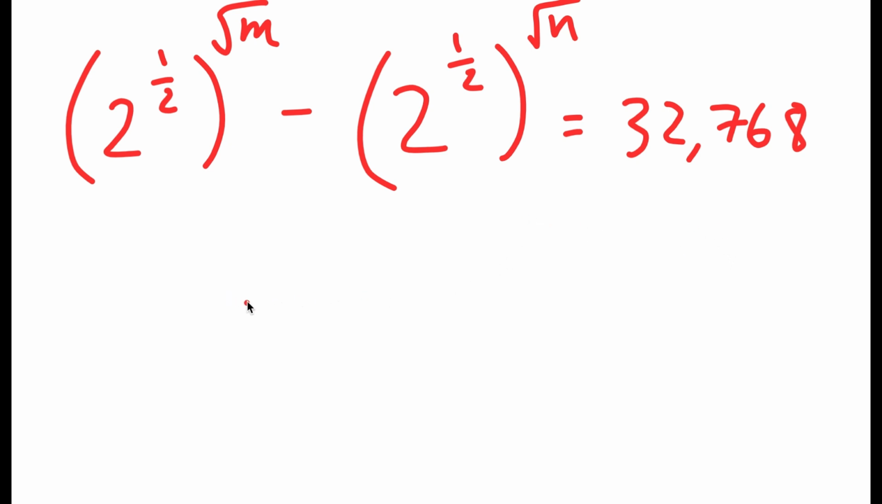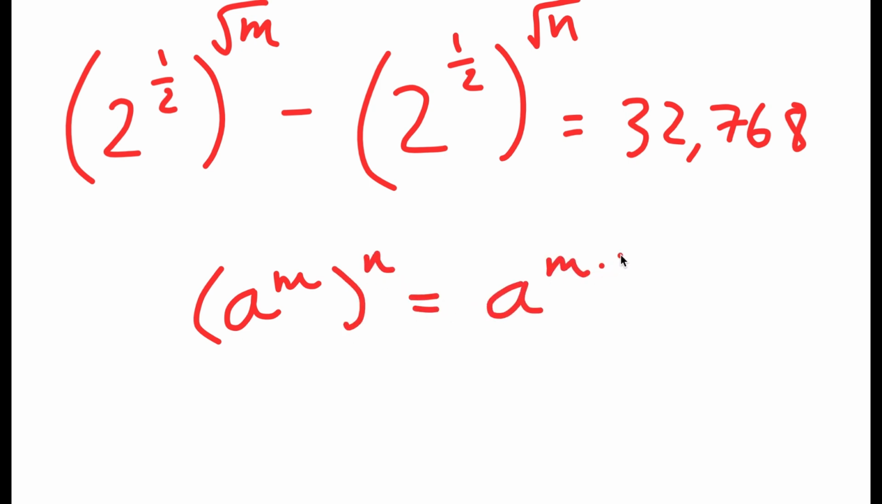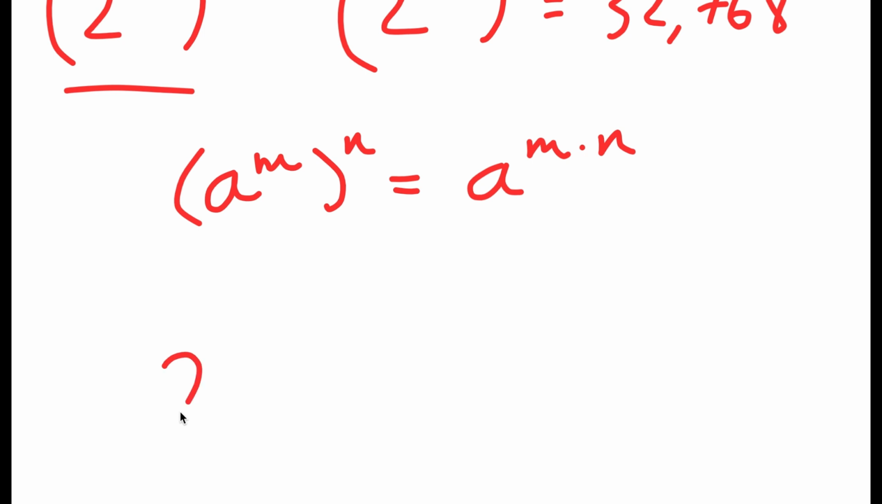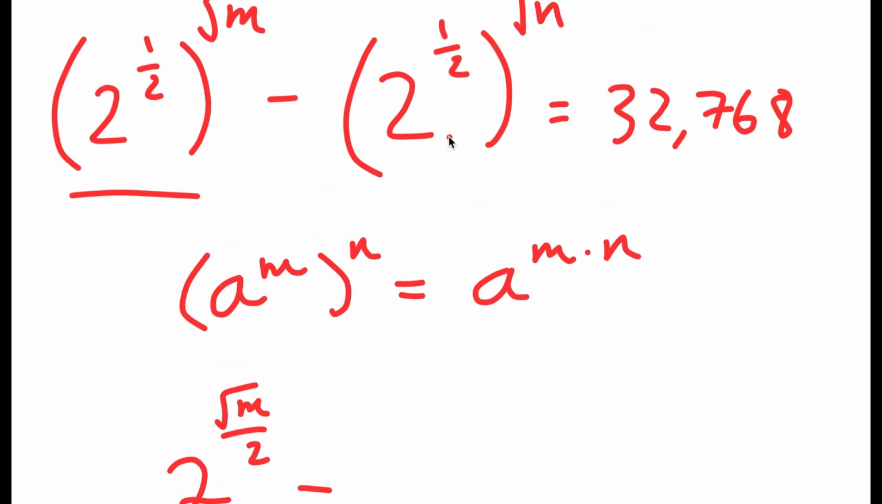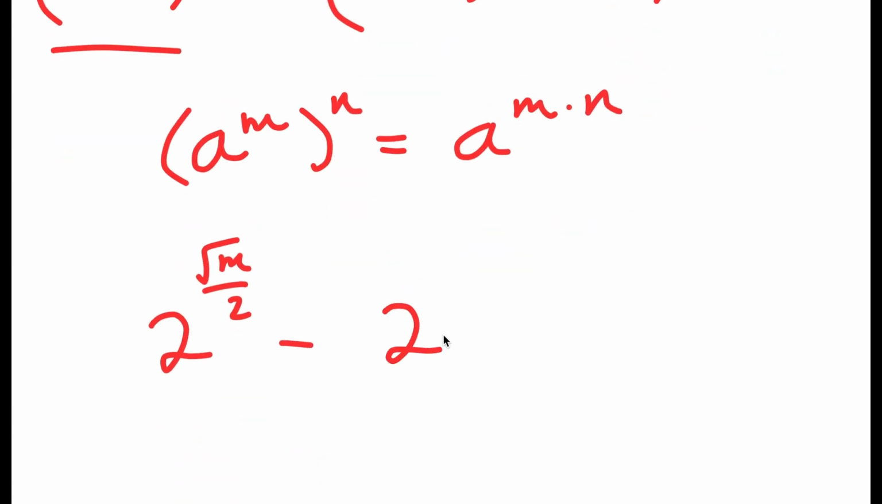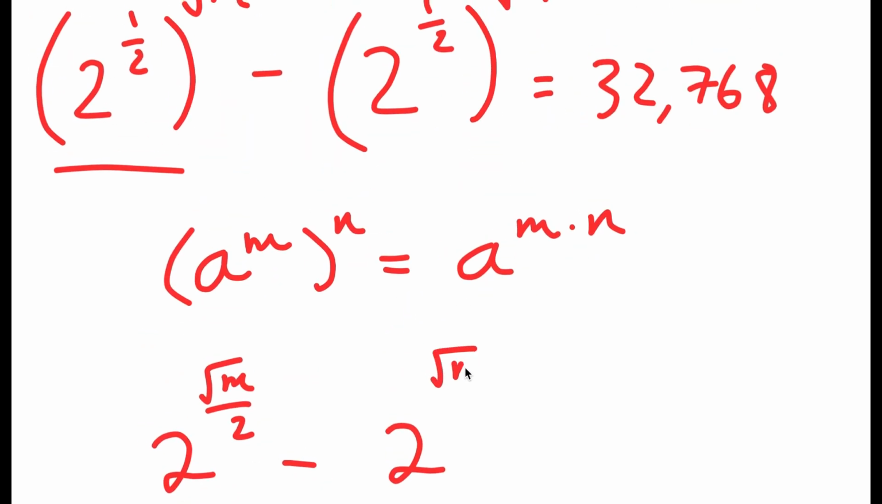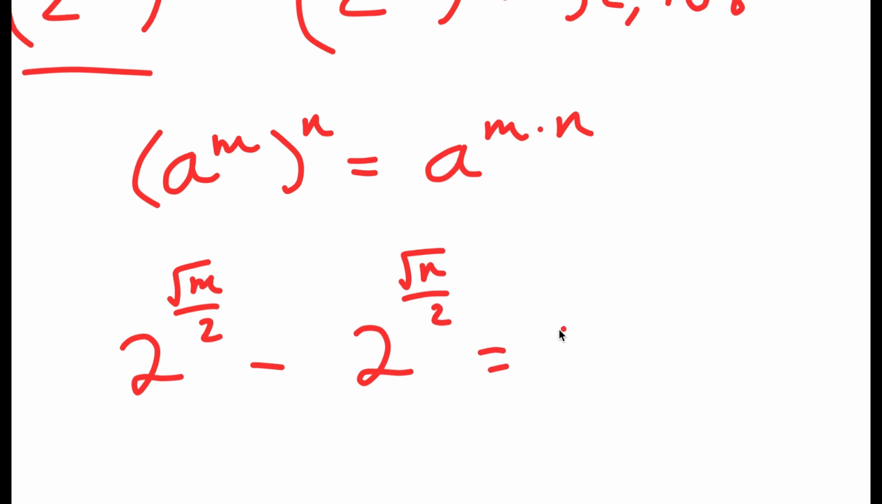Now, if I have something in the form a to the power of m to the power of n, this is equal to a to the power of m times n. Meaning 2 to the power of 1/2 to the power of square root of m turns into 2 to the power of the square root of m over 2, and 2 to the power of 1/2 to the square root of n turns into 2 to the power of the square root of n over 2. This is equal to 32,768.